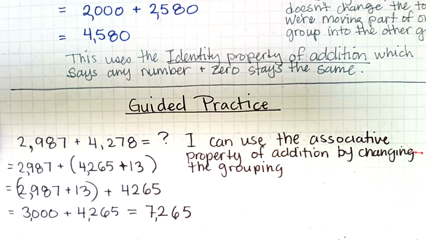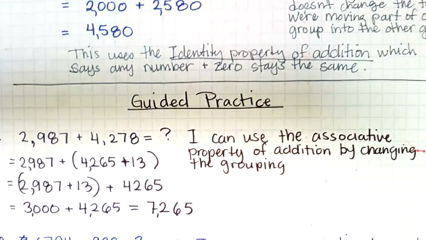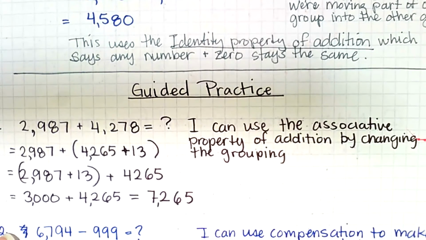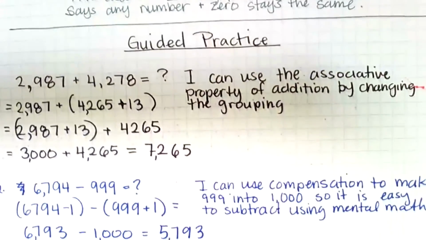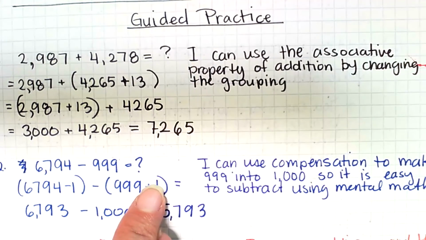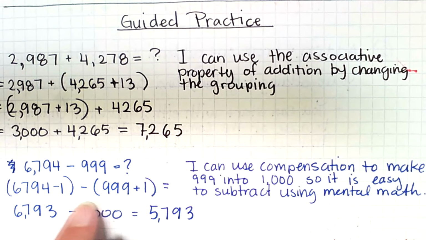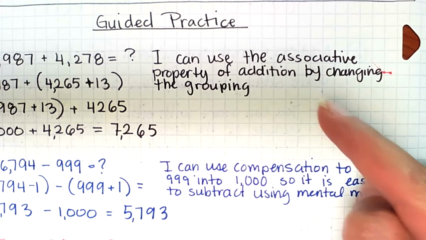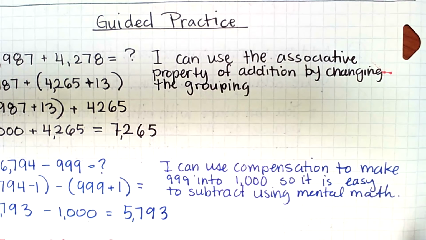For numbers 2, 3, and 4, it says use mental math strategies to solve. So we had 6,794 minus 999. Looking at this, I know that I can make this into 1,000 really easy. I just need to add 1. So I'm going to use compensation here. If I'm adding 1 to this group, I'm going to take away 1 from this group. So 6,794 minus 1 becomes 6,793. 999 plus 1 becomes 1,000. 6,793 minus 1,000 gives me 5,793. So for the first one, I used the associative property. For the second one, I used compensation.